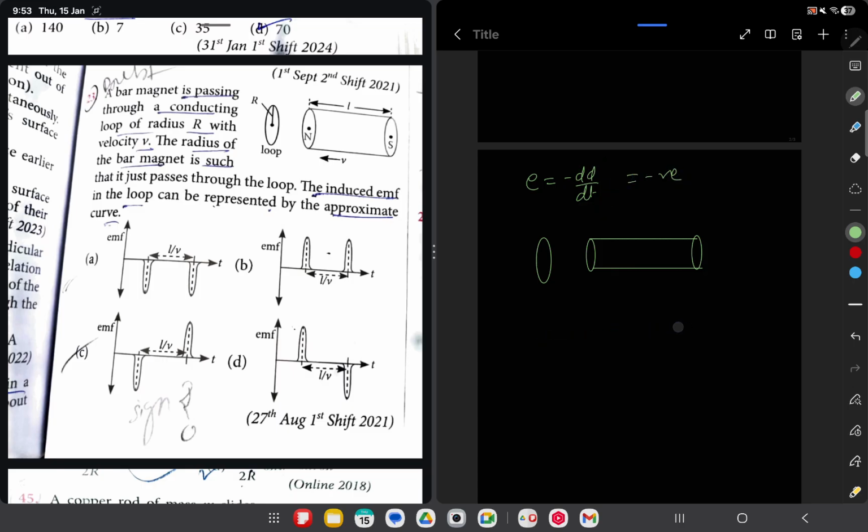So initially it will start from the negative position, and as long as the loop is inside this tube, the bar magnet, there will be no induced EMF, as the flux is constant. So initially it will be in the negative direction, in the mid section it will be 0, and whenever it comes out, flux is decreasing, so EMF will increase. So this will be your correct answer.